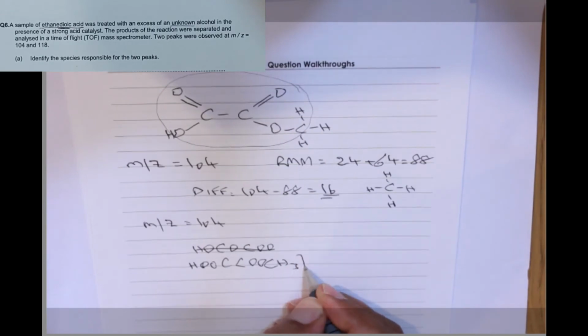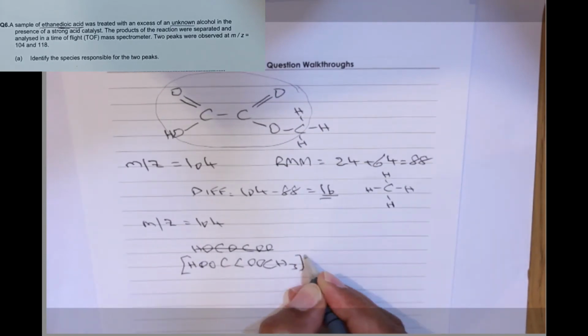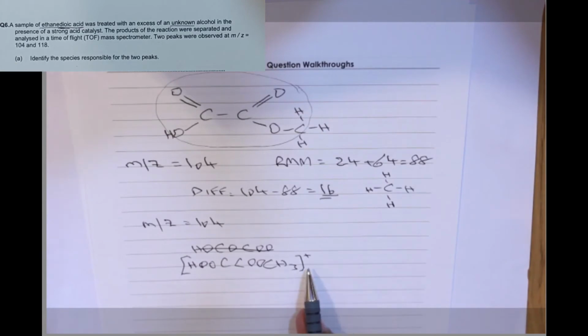However, remember, in a mass spec, you don't see neutral molecules, you see ions. And as far as you're concerned, you see positive ions. So you've got to have the whole thing in square brackets with a positive charge. If you miss that positive charge out, you will lose this mark, because mass spec does not show you neutral molecules. It shows you ionized molecules. Even if you want to draw the displayed formula, you still have to draw square brackets around it and put a positive charge, otherwise you won't get the mark. All right, so that is your 104.